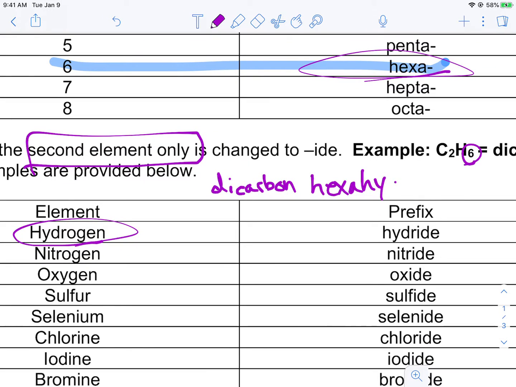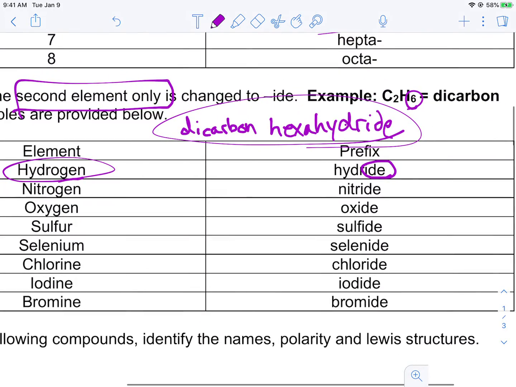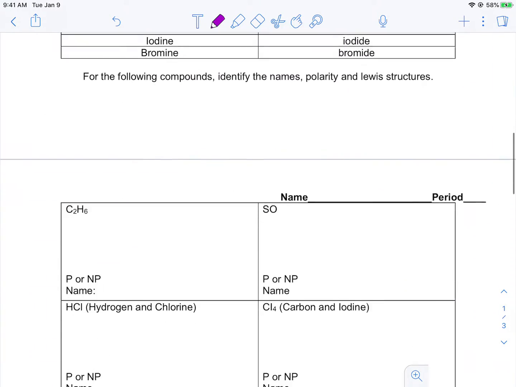So what would happen is the last part of hydrogen changes from rhogen to ide, okay? So instead it would be hydride. So your final name is dicarbon hexahydride. Some of these words are a little awkward when you change the suffix, so I've included this key to help you. And then let's go ahead and do an example.